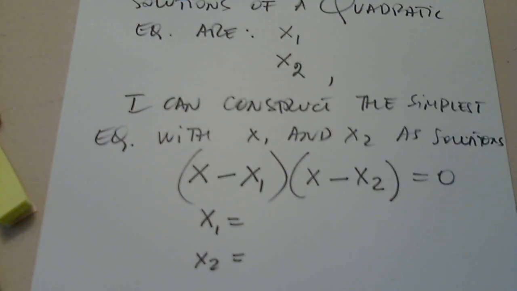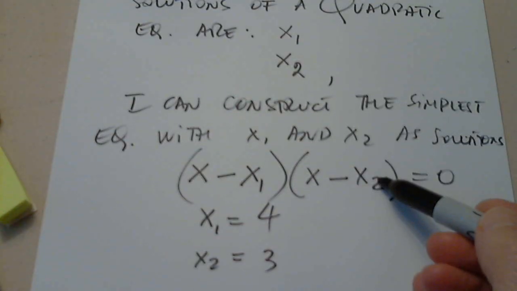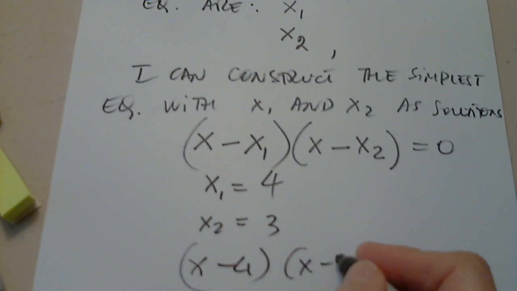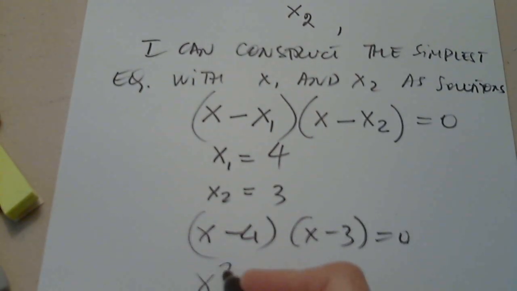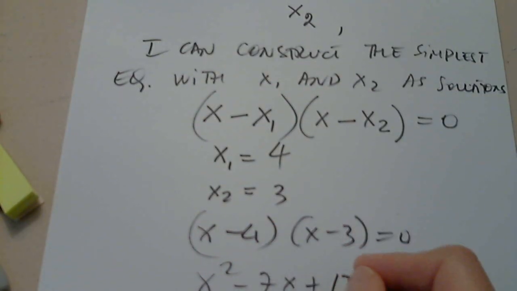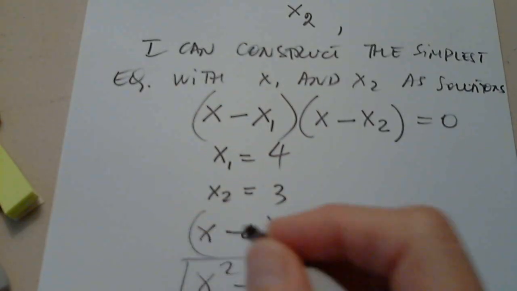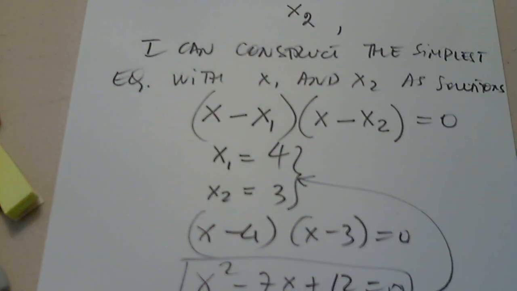Four and three. Okay, perfect. 4 and 3. All I have to do is plug them in here. x minus 4, x minus 3 equals 0. So therefore, x squared minus 3x minus 4x and plus 12 is 0. This is the equation, the simplest one, because I can create more multiplying both sides by whatever number I want. But this is the simplest one with these two solutions. And there is no other simplest. So we can always go back and create the equation if we have the solutions.